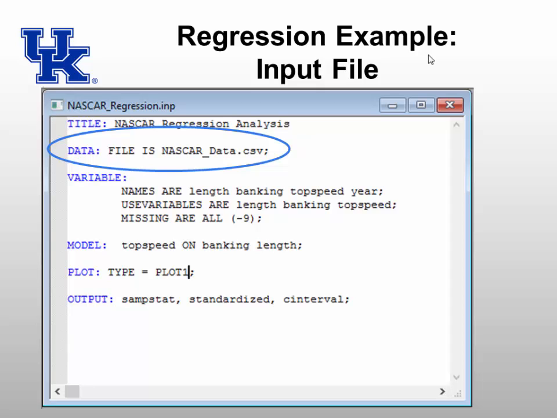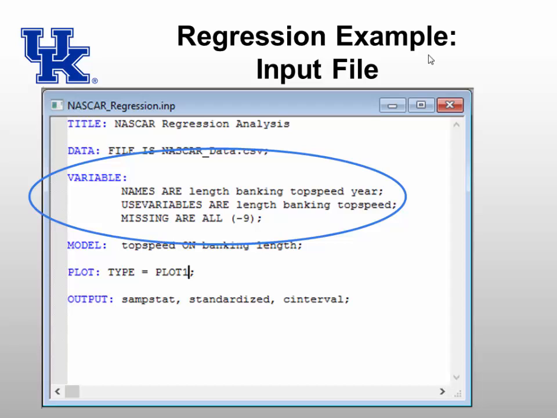For the data, you need to tell it where the data is, and if it's in the same folder as your input file, you just give it the name. Otherwise, you have to give the full path of the file. Now in the variables, since the variable names aren't part of the CSV file that we're telling Mplus to use, we have to tell it what those variables are. So each column, the first column was the track length, so I'm calling that length. The second column was the banking, then top speed, and year. Now importantly, a variable name in Mplus can have a maximum of 8 characters. If you use 9 characters, it won't like it. It'll give you an error, and you'll have to go make it 8 characters or fewer.